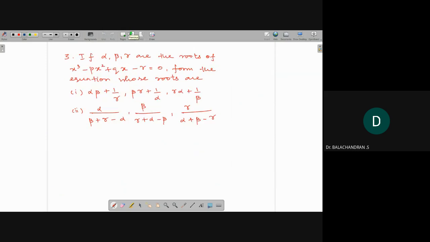Okay. Third problem, last column. In this column, if alpha, beta, gamma are the roots of this equation, form the equation whose roots are alpha beta plus 1 by gamma, beta gamma plus 1 by alpha, gamma alpha plus 1 by beta. So I'll just give a hint for subdivision 1 and subdivision 2. How will you proceed? Y equal to alpha beta plus 1 by gamma. What is the next step?